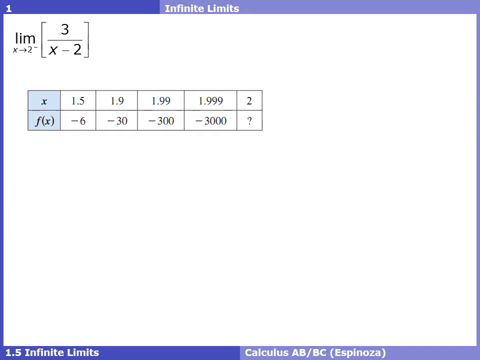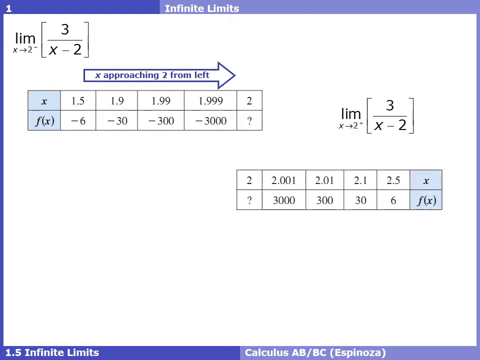The first thing we're going to focus on is just a table of values, and you'll notice the table of values are values to the left of 2. And as we approach 2 from the left, we can notice a pattern in our y values. Again, remember a limit is a certain y value, so we're really focusing on the second row in the table here. So as we approach 2 from the left, I think it's pretty obvious in terms of what's happening here with the pattern. We're going from -6 to -30 to -300 to -3000.